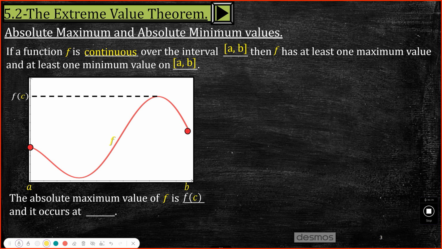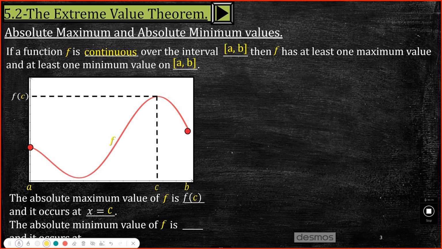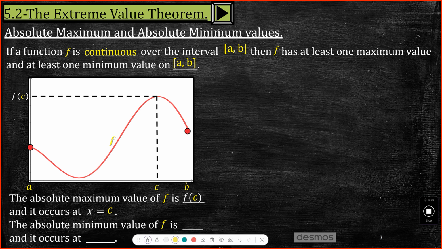So let's just say it's f of c at x equal to c. The absolute minimum value of f is, let's say this is d, whatever that number here is. The absolute minimum value of f is f of d, and it occurs at x equal to d, whatever that number is.